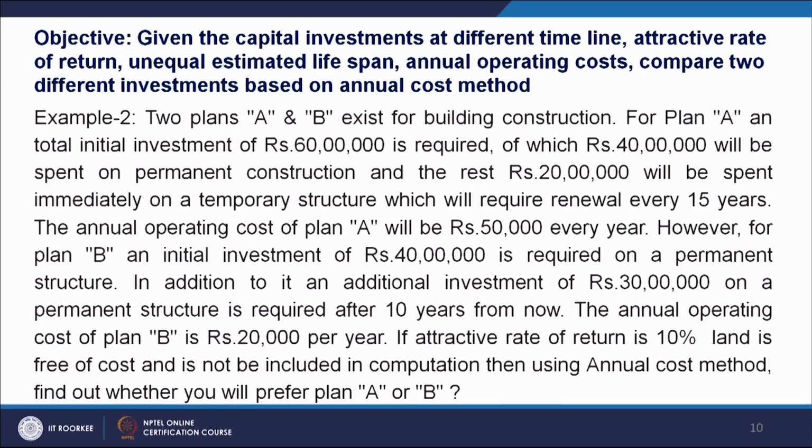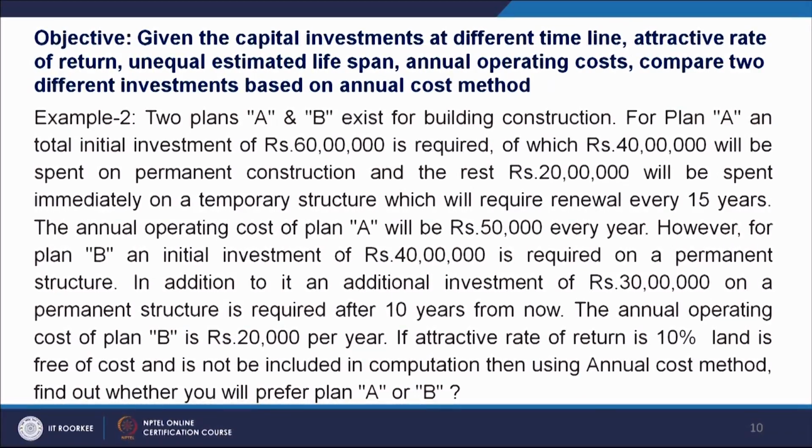However, for plan B, an initial investment of 40 lakhs is required on a permanent structure. In addition to it, an additional investment of 30 lakhs on a permanent structure is required after 10 years from now. The annual operating cost of plan B is 20,000 per year.